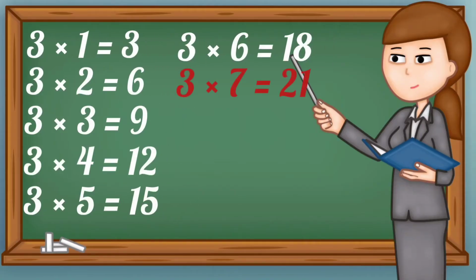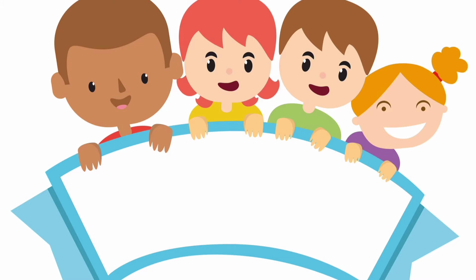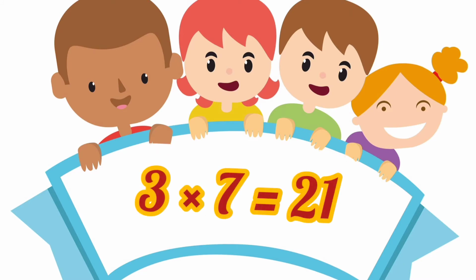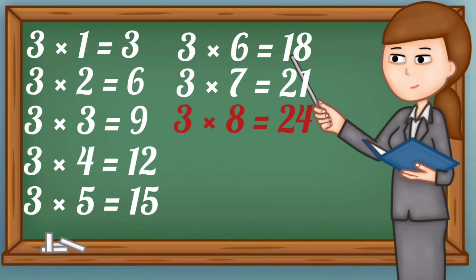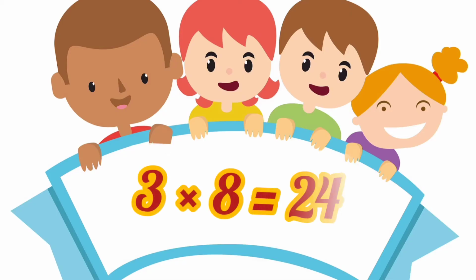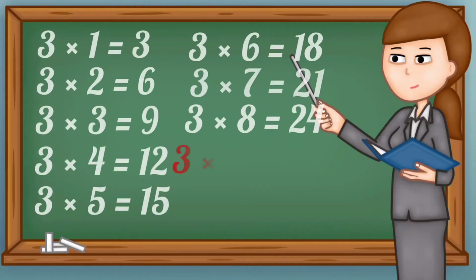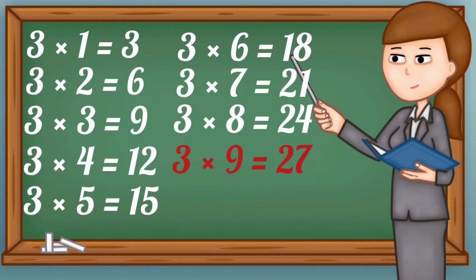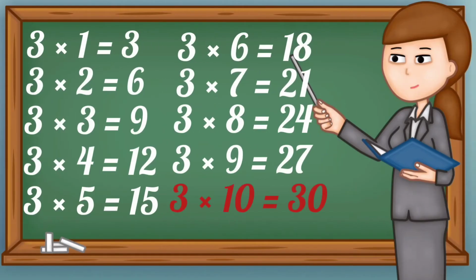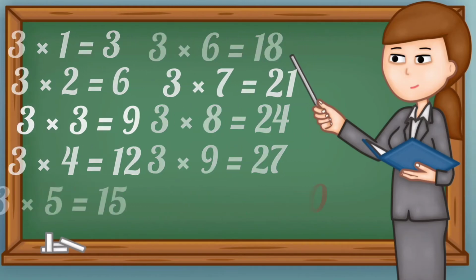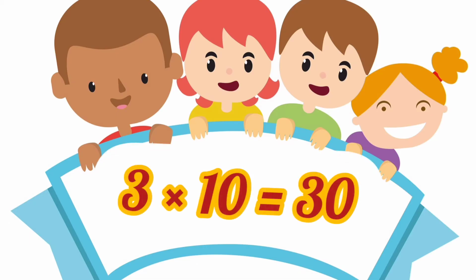3 sevens are 21. 3 7s are 21. 3 eights are 24. 3 8s are 24. 3 nines are 27. 3 9s are 27. 3 tens are 30. 3 10s are 30.